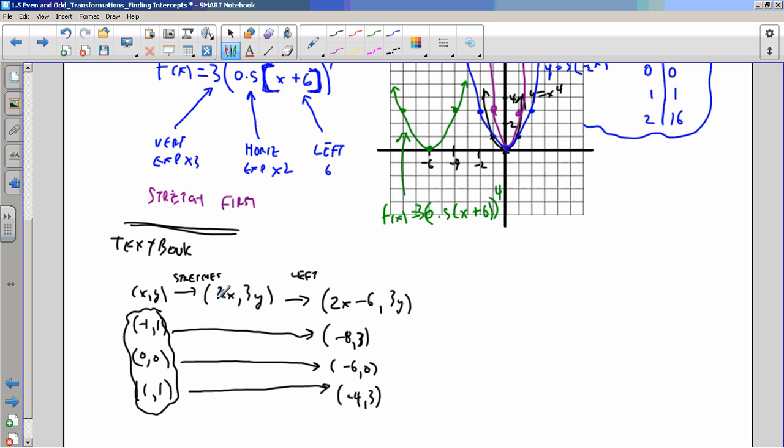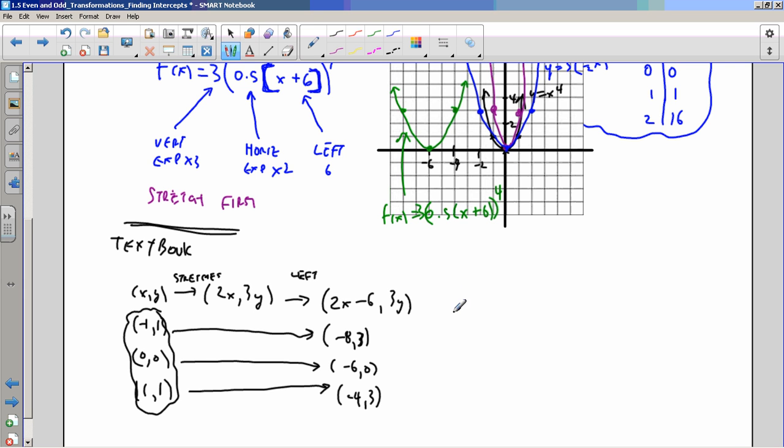Well, what did these stretches and squishes do to the points? A horizontal expansion factor 2 did this, and vertical expansion, and then move left. Well, we just subtracted 6 from the x coordinate. And that allowed me to come up with what the points are on the green graph straight off. So the advantage would be that you could draw the graph of the end function pretty quickly.